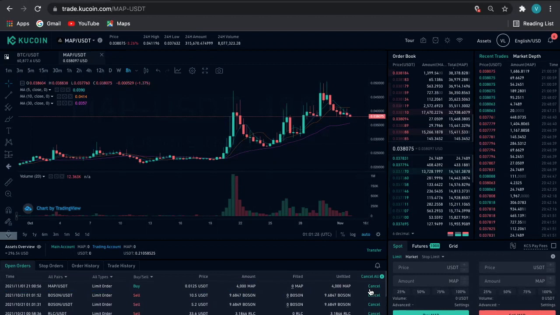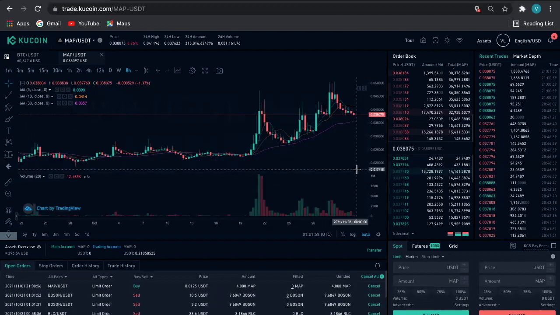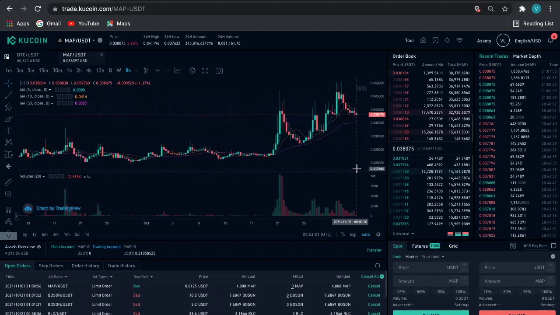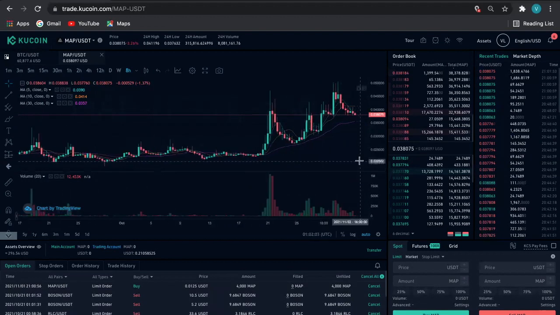Sometimes it's not in your best interest to place a limit order because these trades might not actually execute. You might not end up buying MAP, because from this point, right, 3 cents, MAP can literally just shoot up and never actually hit your 1 cent, 0.0125 USDT, which is right down here. This chart might not get there. So if it doesn't get there, your trade won't actually execute and you won't get into that trade.